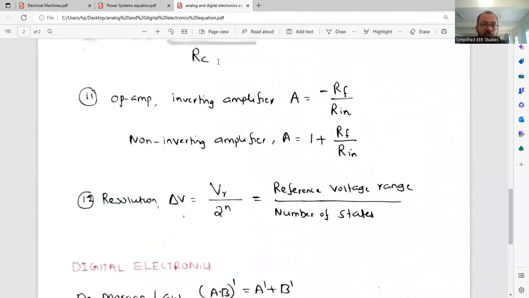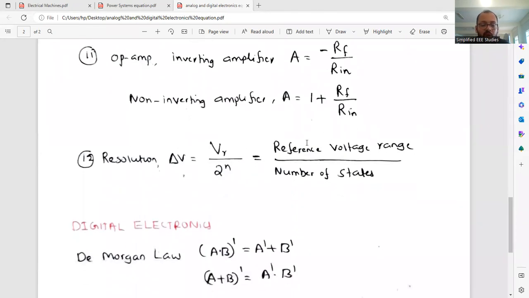Similarly, resolution is very important if you talk about the digital electronics segment. So resolution can be written as reference voltage range divided by total number of states. Reference voltage is VR, total number of states is 2 to the power n. So these are the few equations which I have noticed that I just put up for your reference.